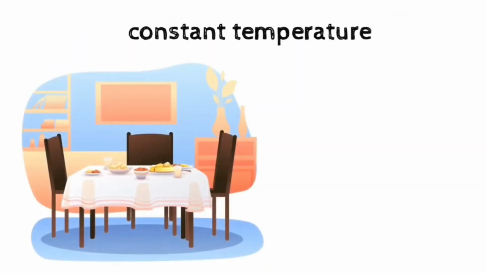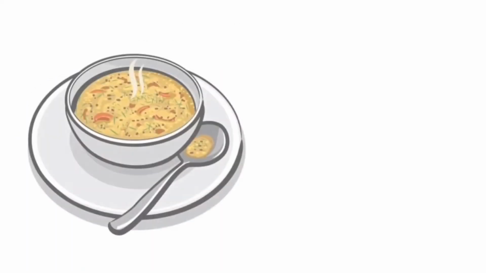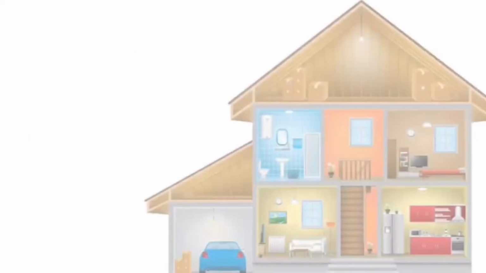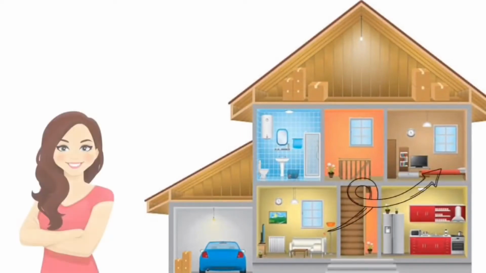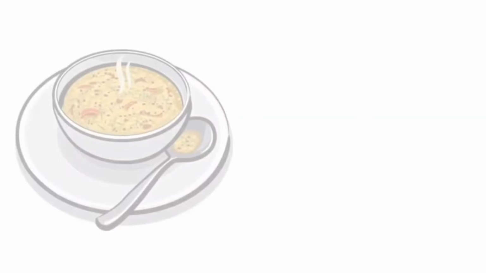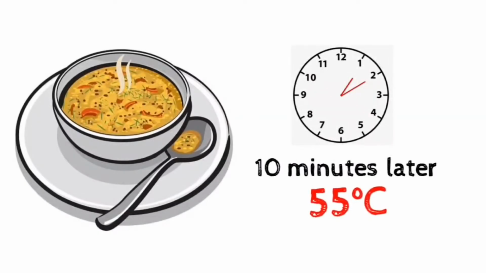After finishing making the soup, she placed a bowl of hot soup in the dining room. Then, she left the hot soup at a constant room temperature of 25 degrees Celsius. After 5 minutes, the temperature of the soup was 72 degrees Celsius. Then, she went upstairs to change her clothes. After that, she noticed that 10 minutes later, the temperature of the soup had changed to 55 degrees Celsius.